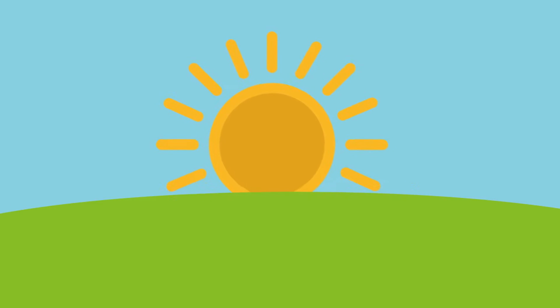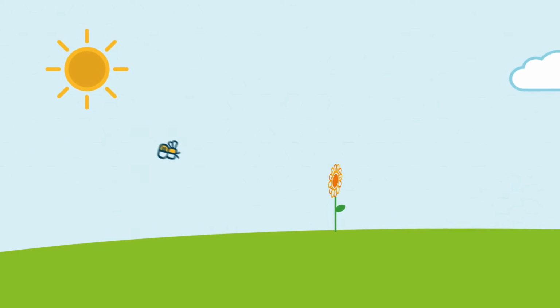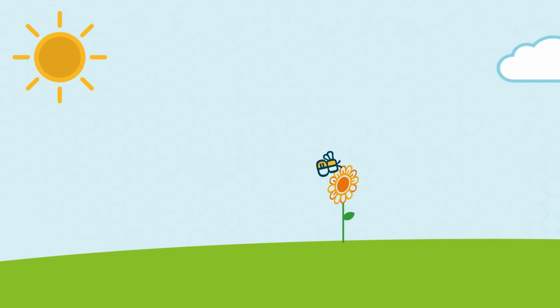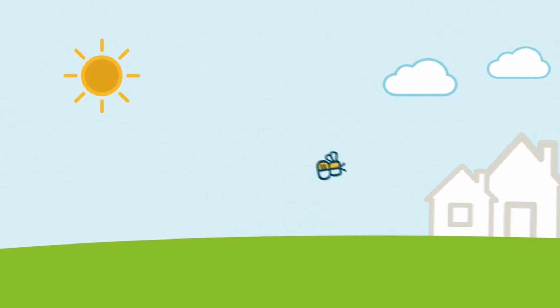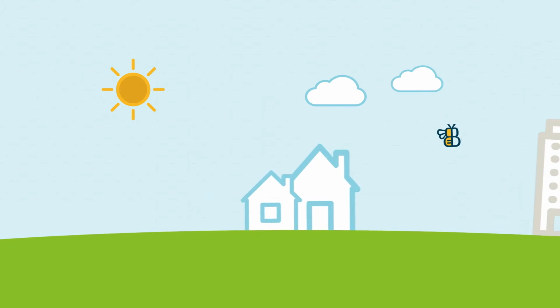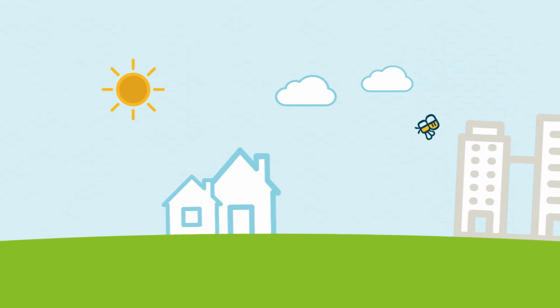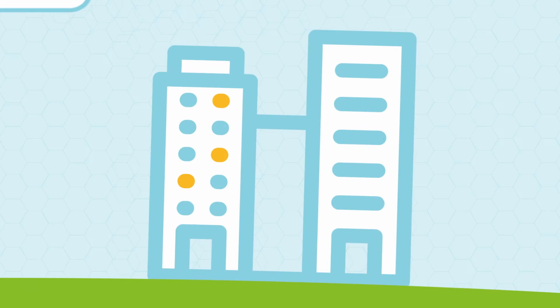Energy is a gift of nature. By learning to use it properly, we can prevent waste and save money. That's what Beeta is about. Beeta is an innovative energy monitoring and optimization system. It works by providing real-time display and management of energy consumption for homes and business premises.